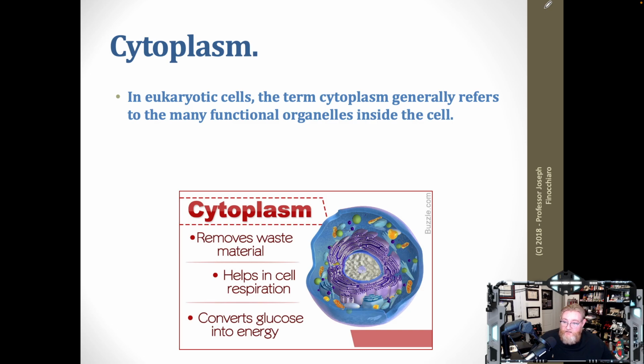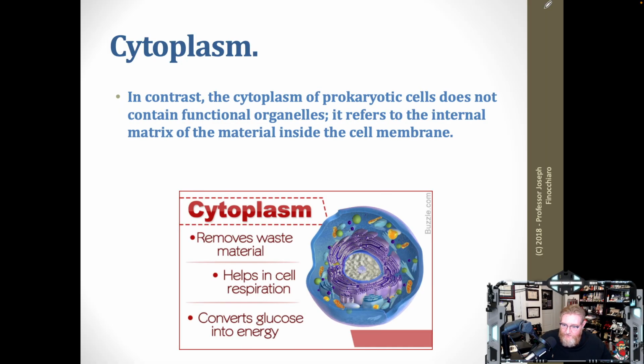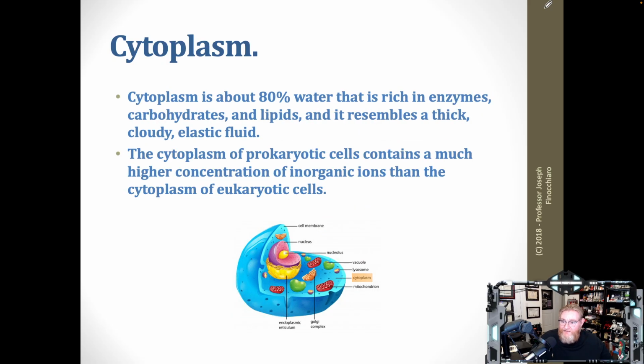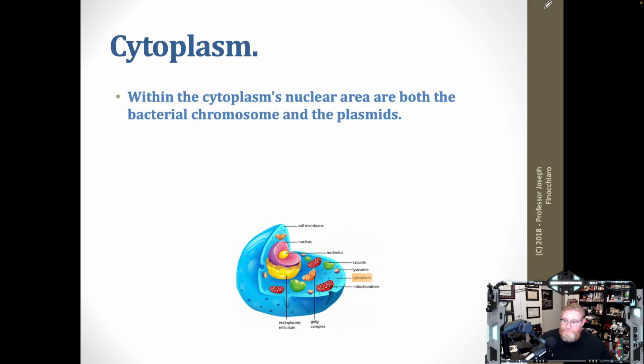Cytoplasm. In eukaryotic cells, the term cytoplasm generally refers to the many functional organelles inside the cell. In contrast, the cytoplasm of prokaryotic cells does not contain functional organelles. It refers to the internal matrix of the material inside the cell membrane. Cytoplasm is about 80% water that is rich in enzymes, carbohydrates, and lipids, and it resembles a thick, cloudy, elastic fluid. The cytoplasm of prokaryotic cells contains a much higher concentration of inorganic ions than the cytoplasm of eukaryotic cells.